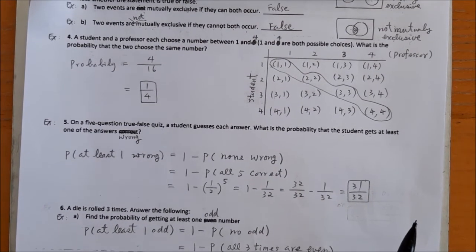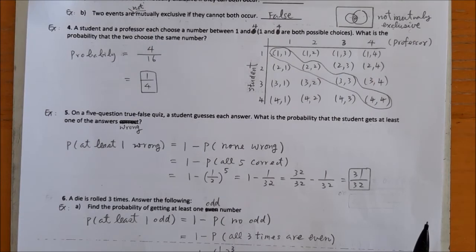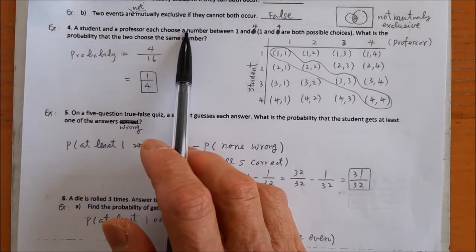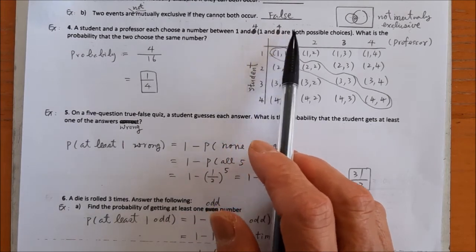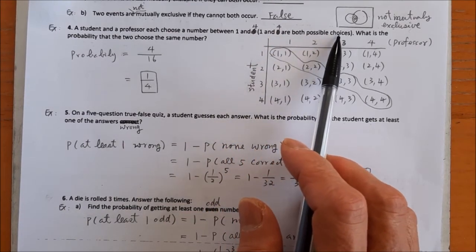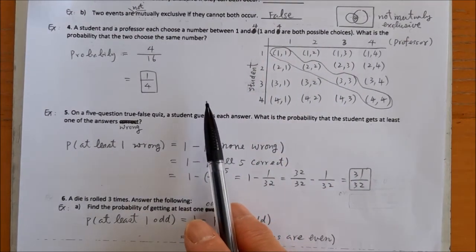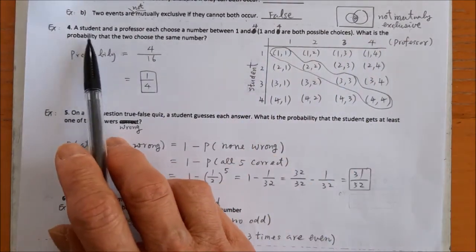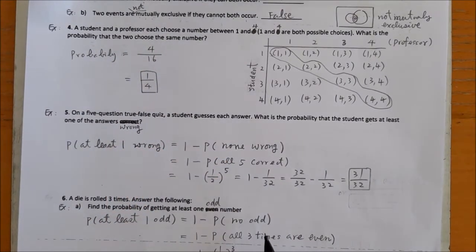Number 4, a student and a professor each choose a number between 1 and 4. 1 and 4 are both possible choices, including number 1 and the number 4. What is the probability that the two choose the same numbers?